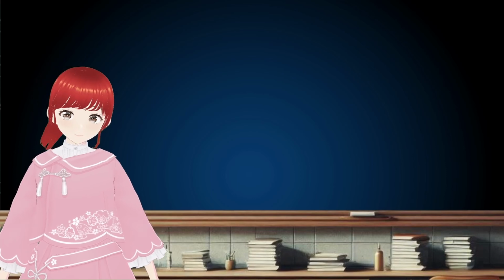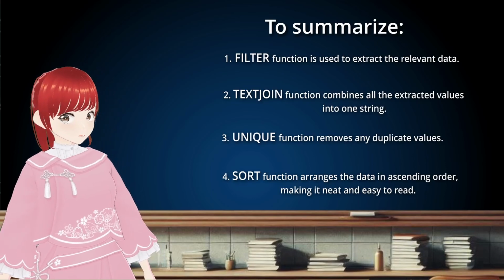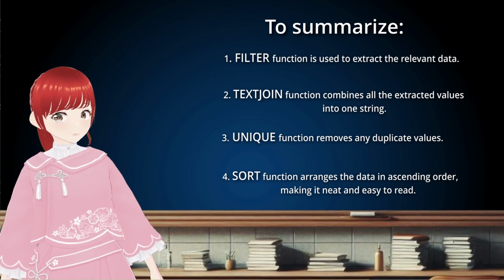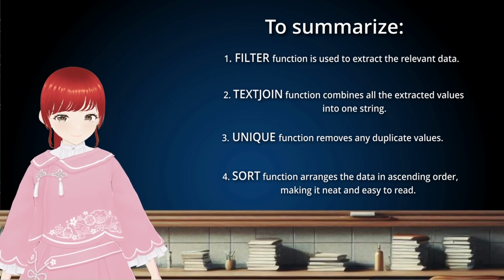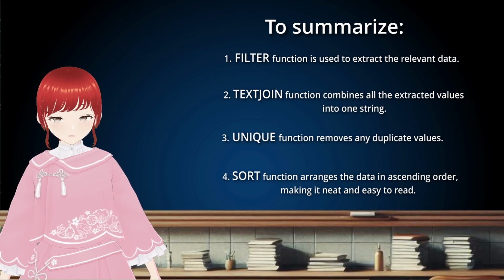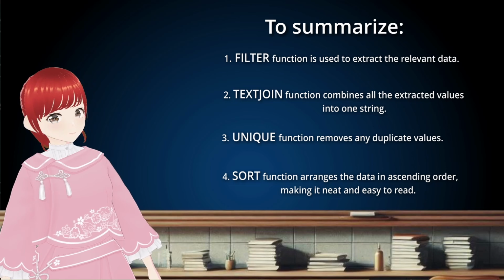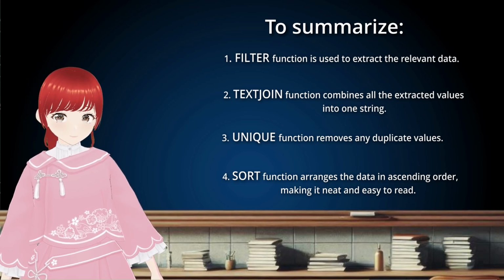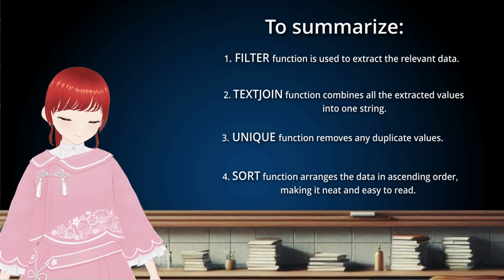To summarize, the filter function is used to extract the relevant data. The text join function combines all the extracted values into one string. The unique function removes any duplicate values. The sort function arranges the data in ascending order, making it neat and easy to read. And that's everything. This combination of functions allows you to dynamically process and organize data efficiently.